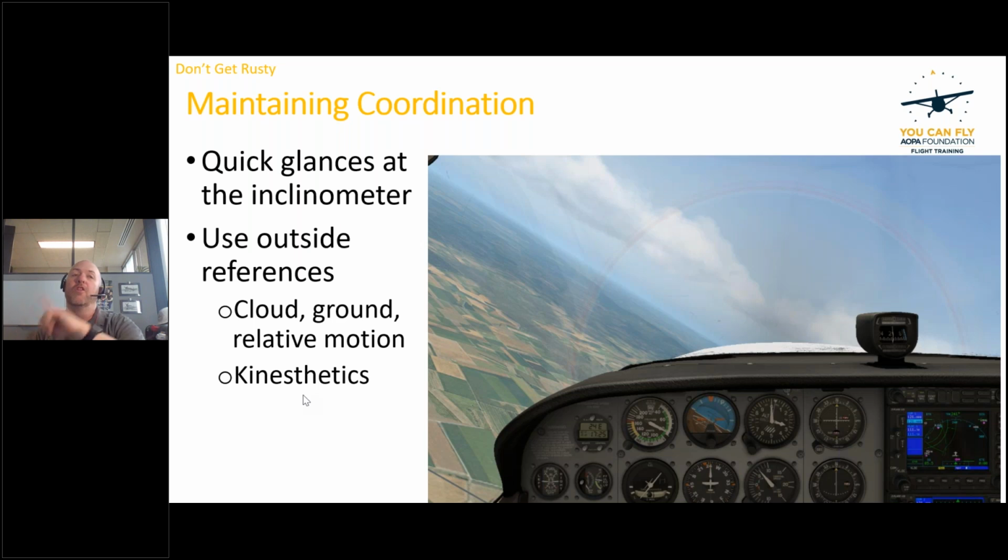However, he does warn, this does not work, especially lower to the ground, if there's a big wind, because then you're drifting. The wind can be causing you to drift, and it will not keep it coordinated.